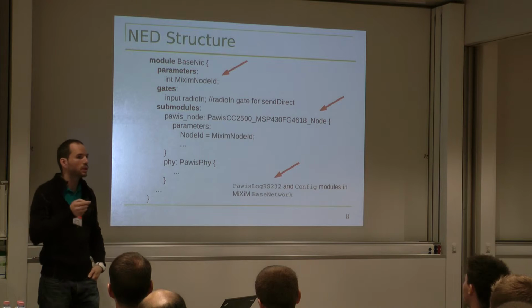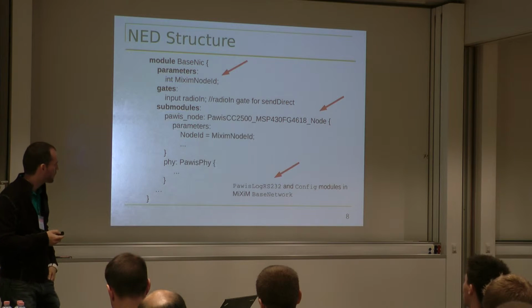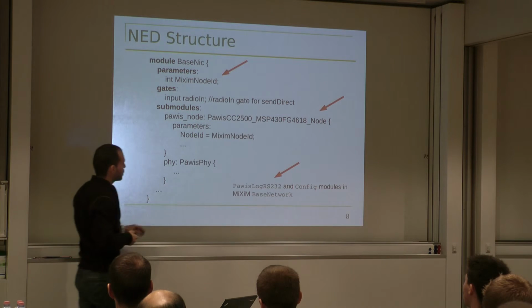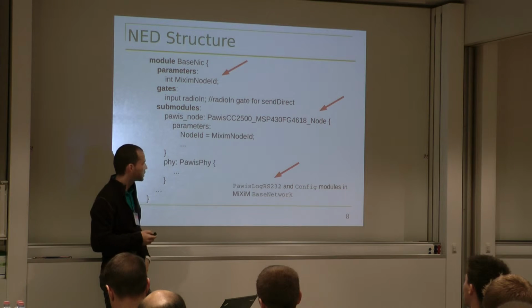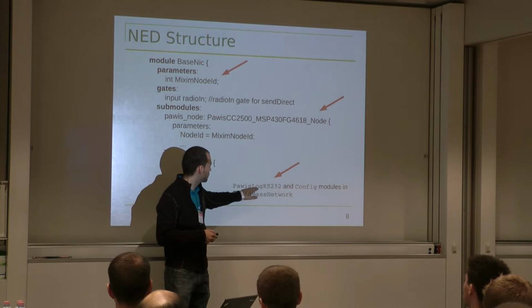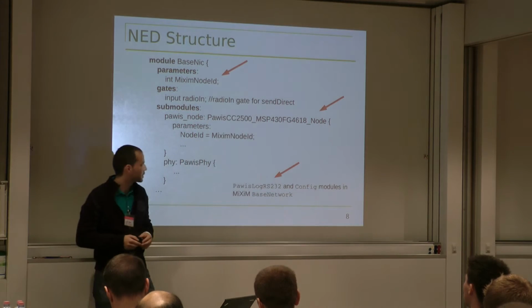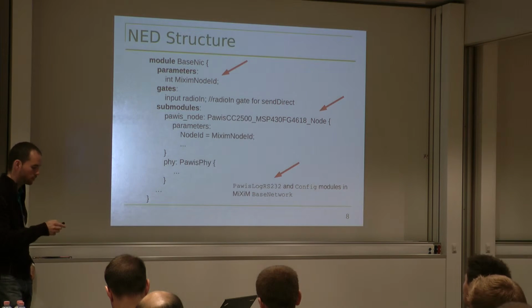node, which means the radio transceiver, the battery model, the microcontroller, and the sensor interfaces. And on the top level, which means in the base network component in the MiXiM simulation, we have a logger for serial output of the nodes, and also the mandatory config module, which is needed by the PAWiS framework.